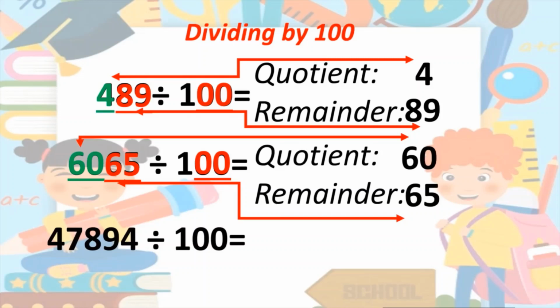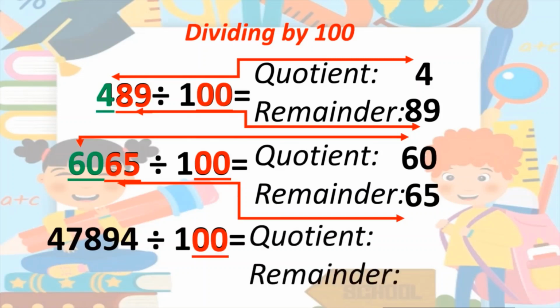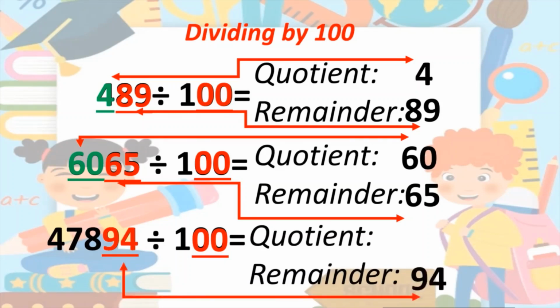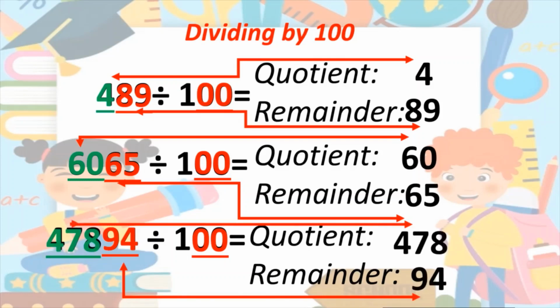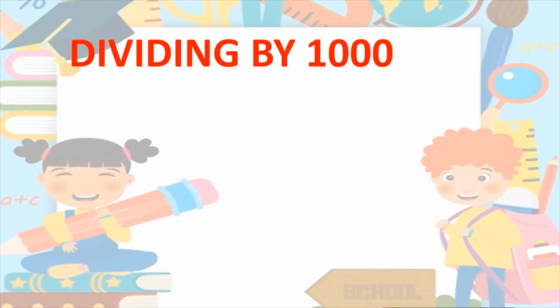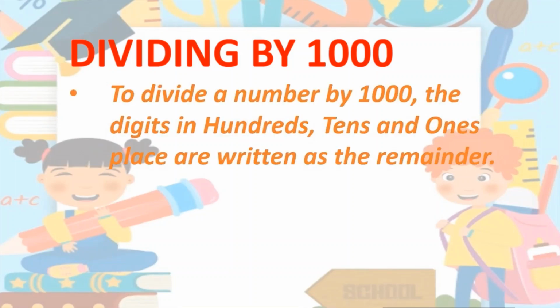47,894. As usual, you know, the number 100 has 2 zeros. So the last 2 digits from the right are 9 and 4, which are in the ones and the tens place. So these 2 digits become the remainder. So 94 is the remainder and the quotient is 478.